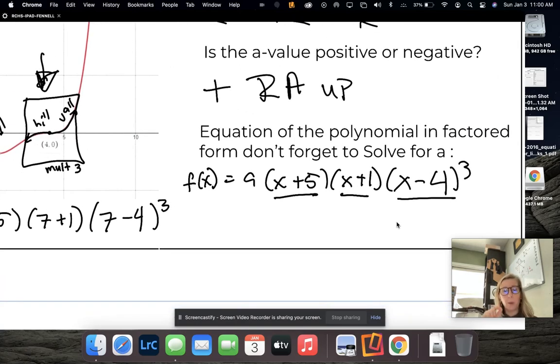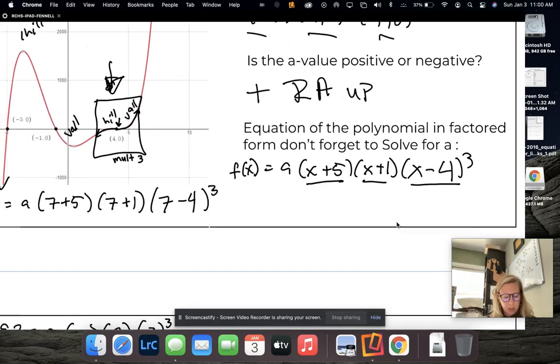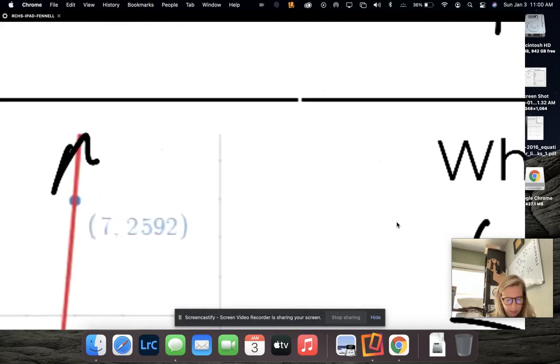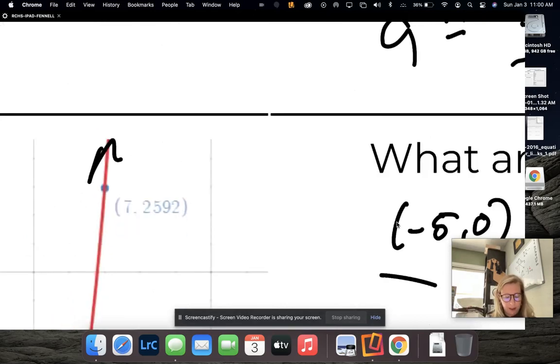Again, that's always when it happens on the x-axis. So either we hit the x-axis and bounce up or down, that's our quadratic, our double root. Or when we hit the x-axis right there, it's actually that flat point of our cubic function. Okay, so then we're going to plug in our point up here, which was 2,592.